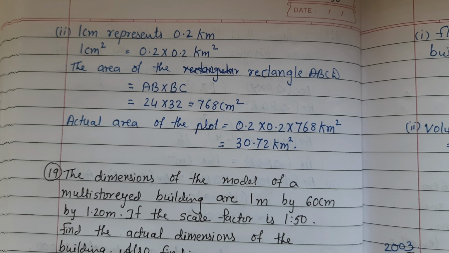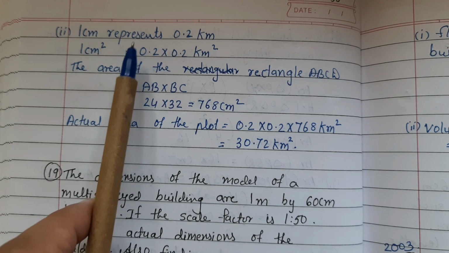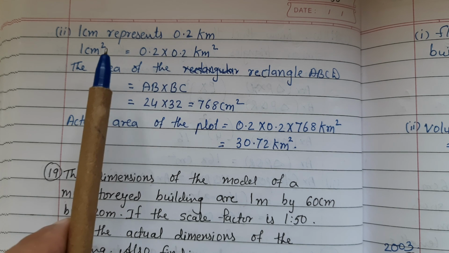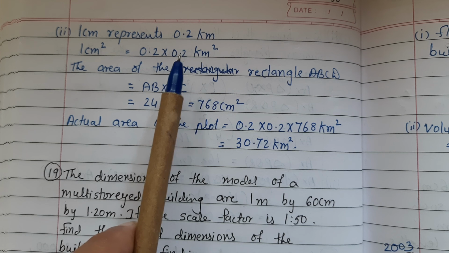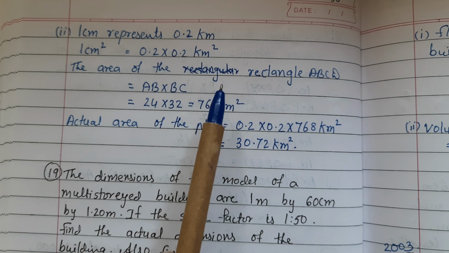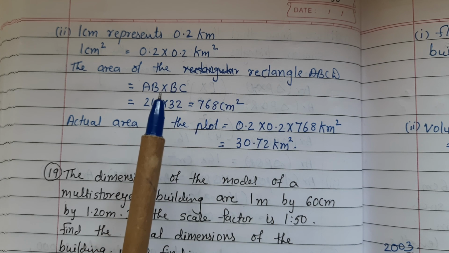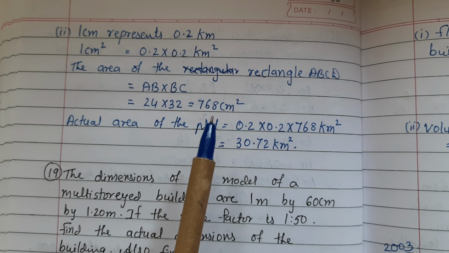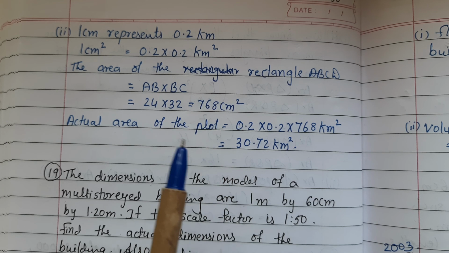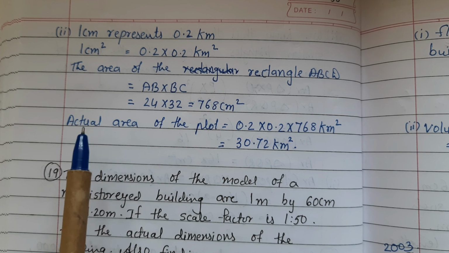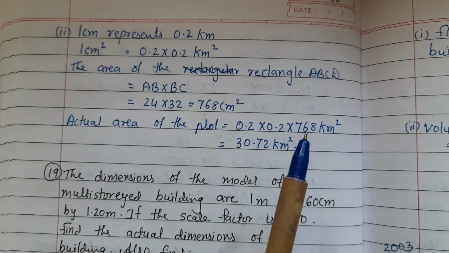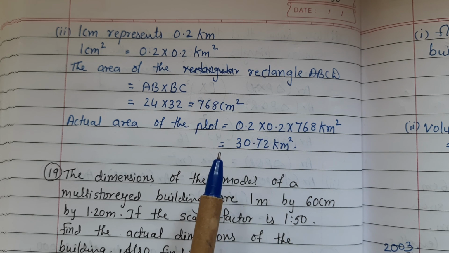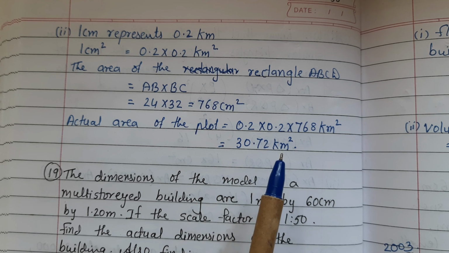Second part, find the area of the plot. 1 centimeter represents 0.2 kilometers. Therefore, 1 centimeter square is equal to 0.2 into 0.2 kilometer square. Area of rectangle ABCD is equal to AB into BC, which is equal to 24 into 32, equal to 768 centimeters square. To convert, the actual area of the plot will be 0.2 into 0.2 into 768, which is equal to 30.72 kilometers square.